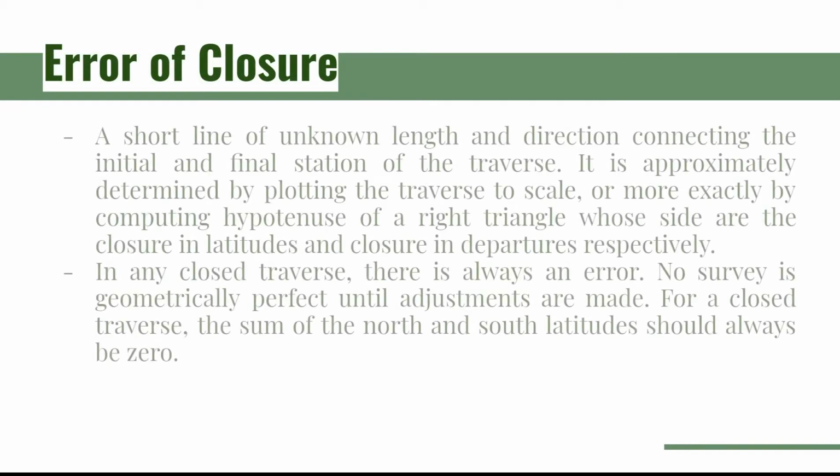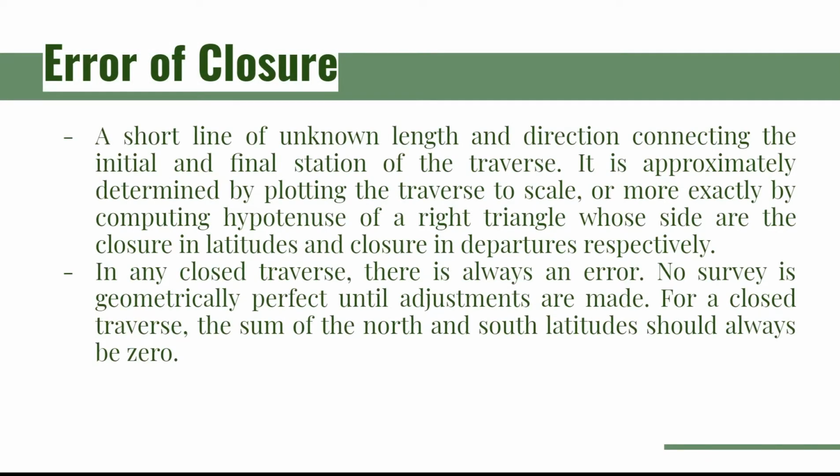Error of closure. An error of closure is a short line of unknown length and direction connecting the initial and final station of the traverse. It is approximately determined by plotting the traverse to scale, or more exactly, by computing the hypotenuse of a right triangle, whose sides are the closure in latitude and closure in departure respectively. In any closed traverse, there is always an error. No survey is geometrically perfect until adjustments are made. For a closed traverse, the sum of the north and south latitudes should always be 0.